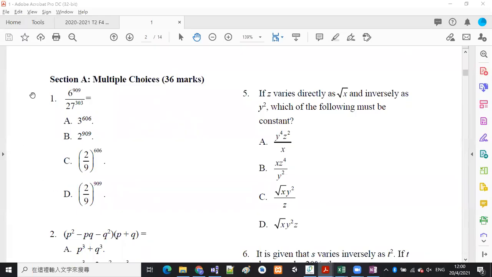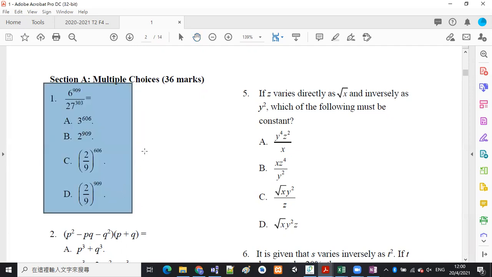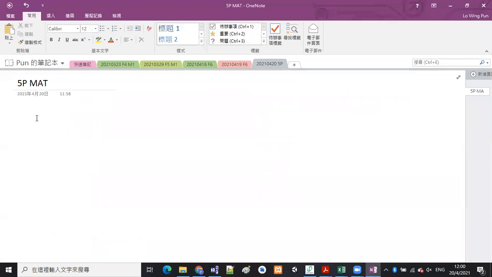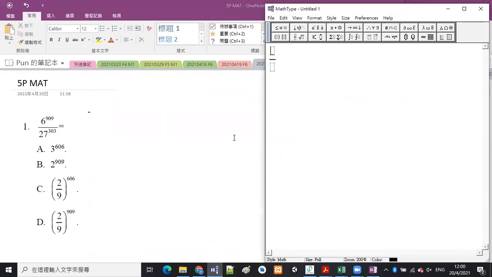Number one, laws of index. So please also write down the solution for the multiple choice questions, okay? Because you still need to know how to do the multiple choice questions, right? Okay. So number one, for the laws of indexes.